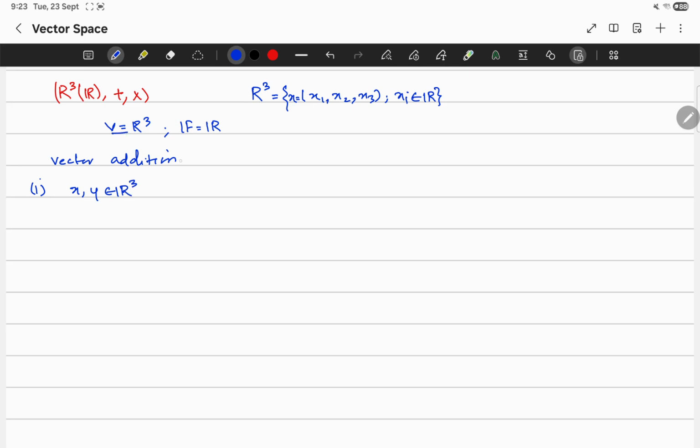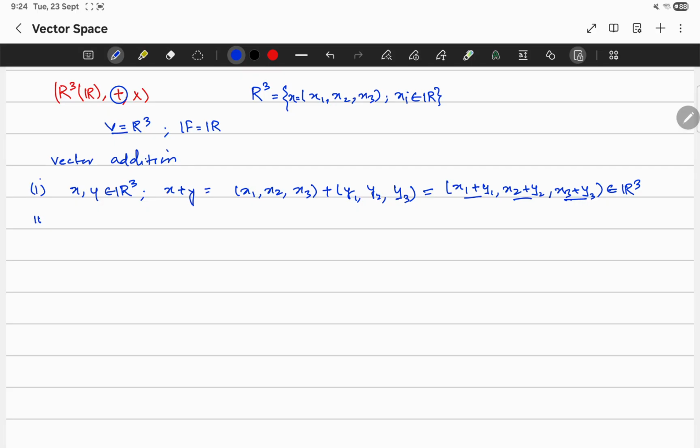Then in the internal composition we are considering the first operation, that's plus. Then x plus y, where x is x1, x2, x3 and y has the coordinates, for example y1, y2 and y3, is x1 plus y1, x2 plus y2 and x3 plus y3. So it is again in the R3 because x1, y1 are real numbers. The sum of two real numbers is again a real number. So it is an element of R3.